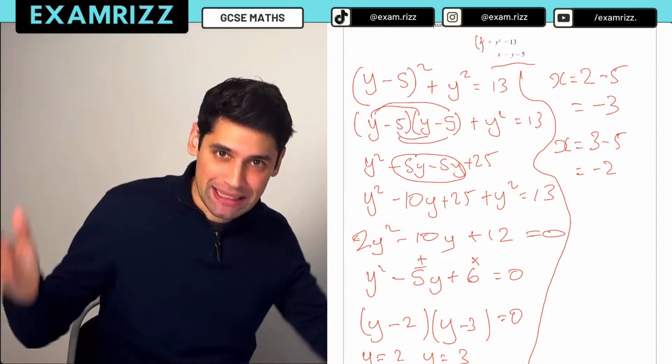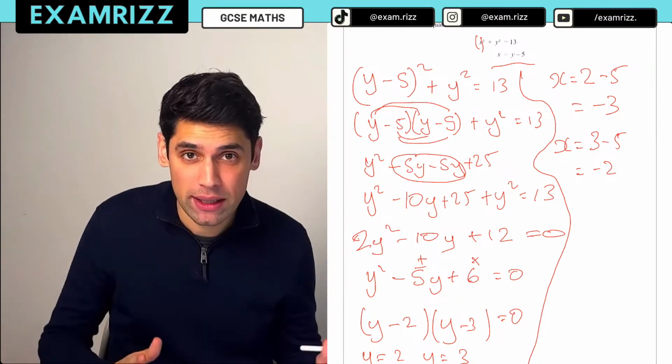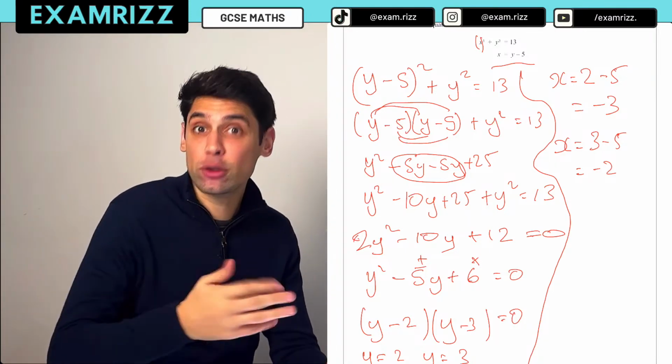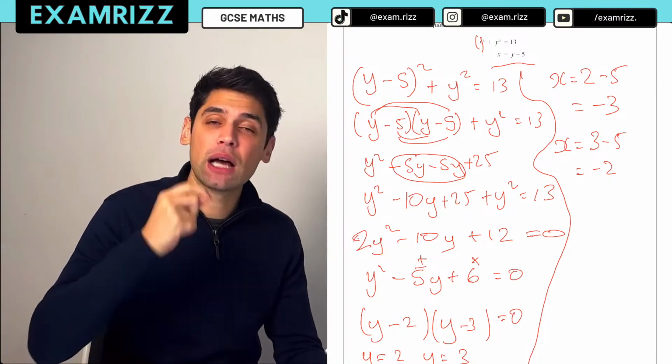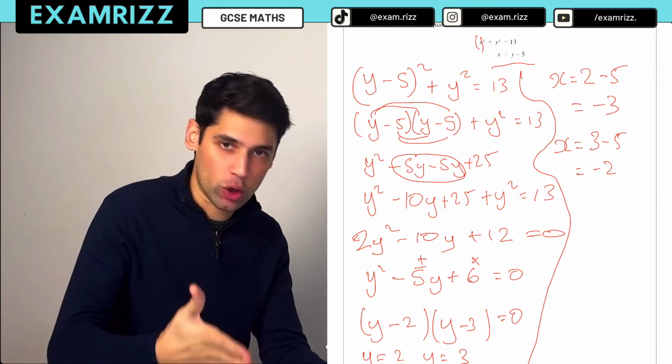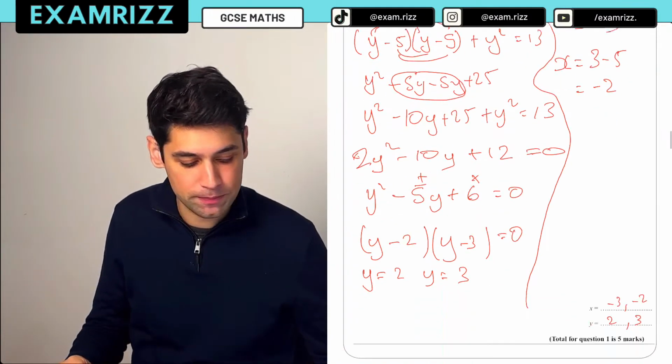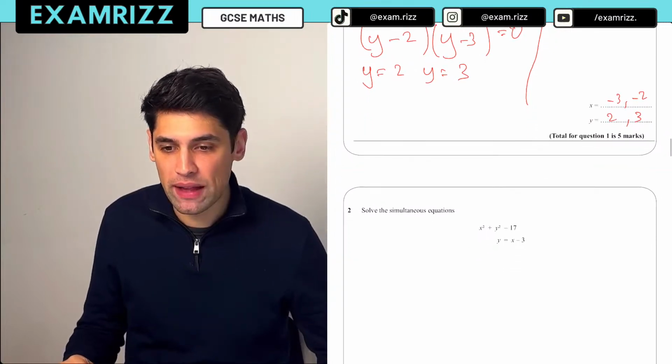Expanding brackets, collecting like terms to create a quadratic. Then we're solving the quadratic, getting our value for either x or y. And at the very end, the last thing we do is plug it into one of the original equations to find the other value, to find the other answers. So let's put that to the test now.